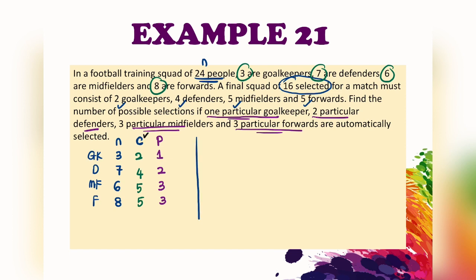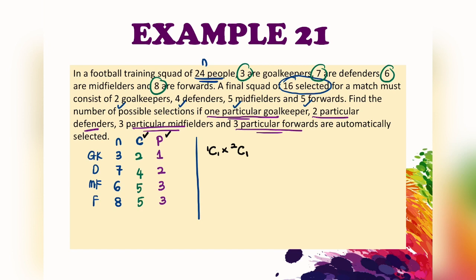Okay, so for the goalkeeper, since we want to select 2 for the team and we already have one particular person, it will be 1C1 for that particular person, because we have already chosen 1 from 3 in total. So that means the remaining people left will be 2, and we want to select one more person for the goalkeeper position.